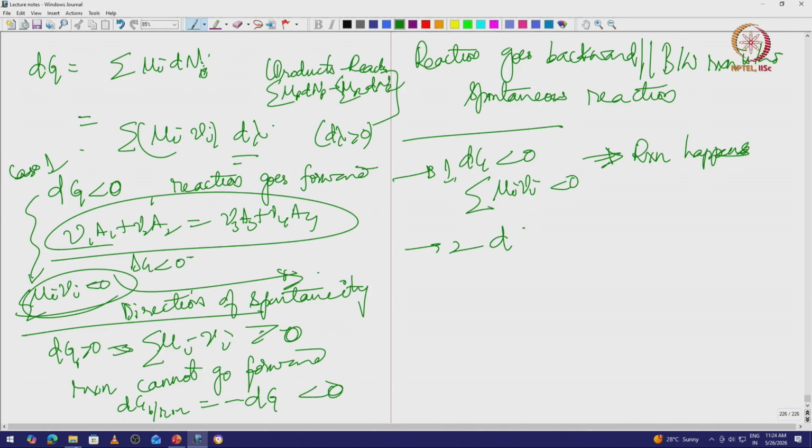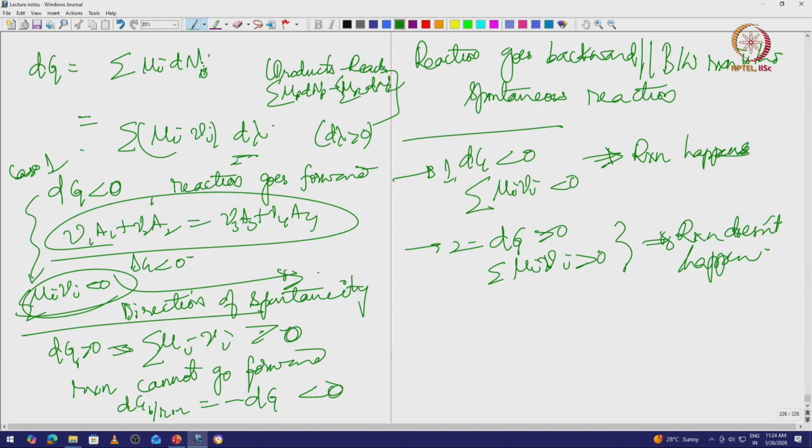Okay. So, this is condition 1. Condition 2 is the opposite condition, dg greater than 0, the sum of mu I nu I is greater than 0, reaction does not happen, or does not happen in the forward direction, rather d lambda greater than 0 cannot happen. So, d lambda will be less than 0 and I have a backward reaction.